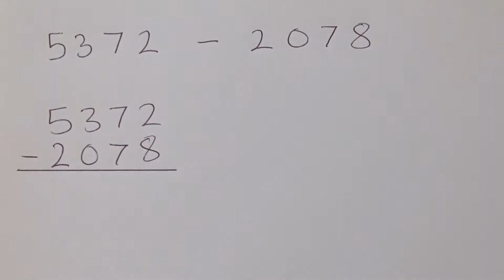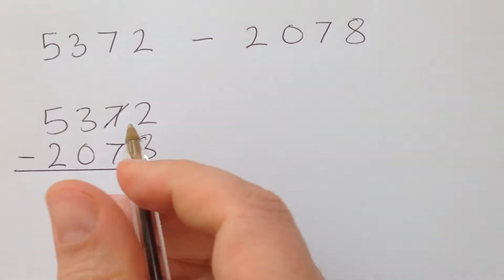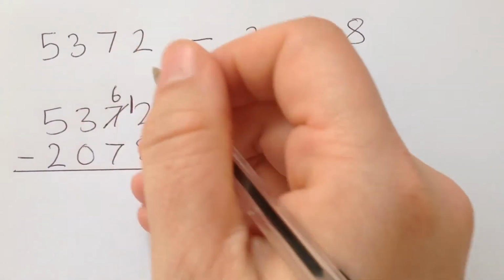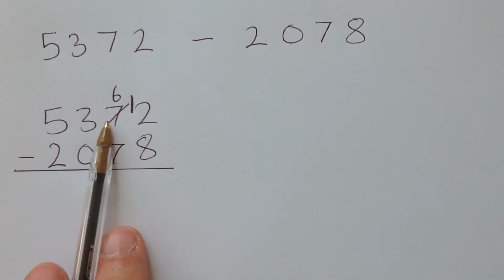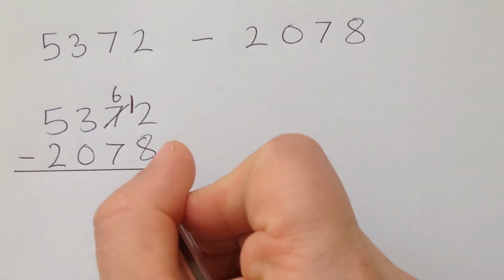How times have changed. 2 take away 8 can't be done, so I have to go over to the 70, and I take one of those 10s and I move it over, I transfer it over to the ones. So I've still got 72 there, but I've got 60 and 12, which is of course 72. And 12 take away 8 is 4.